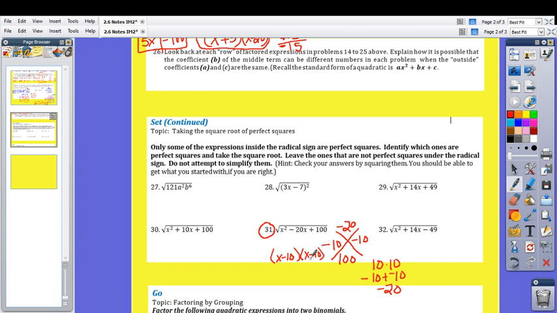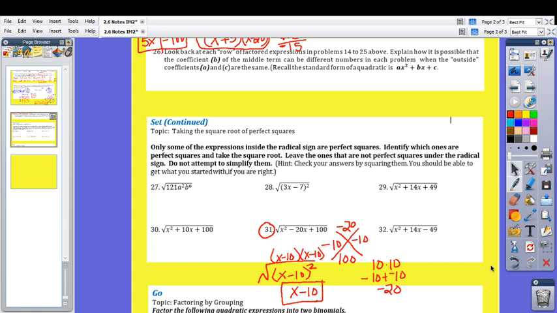Because they are the same, we can also write it down as x take away 10 squared, and then the whole thing square root. Now the square cancels out the square root, so it will be x take away 10. Okay, so that's how you do it.